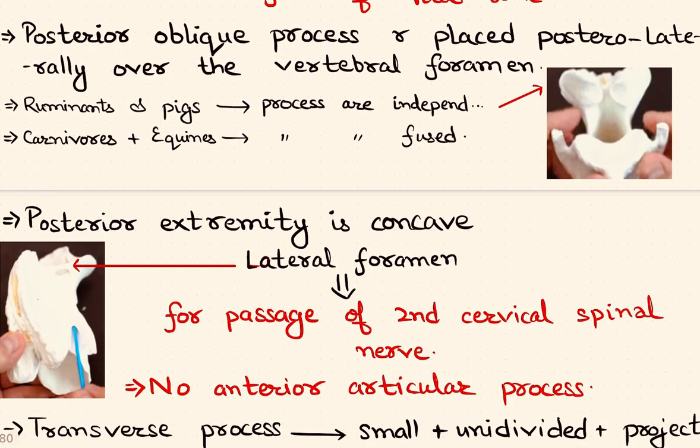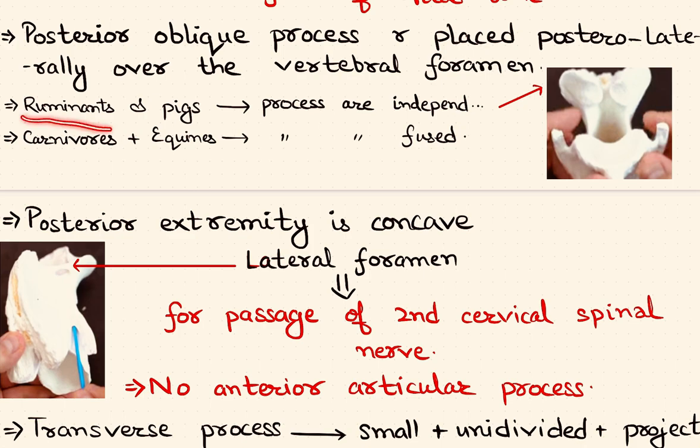Now this axis bone also has posterior oblique processes which are placed posterolaterally. Like this is the posterior end, and they are posterolaterally placed. You can see these are present posterolaterally. This is the posterior surface of an axis bone. As you see, this is the body which is concave, and these are the posterior lateral articular processes, and they are above this vertebral foramen.